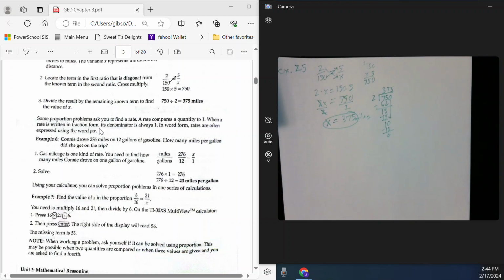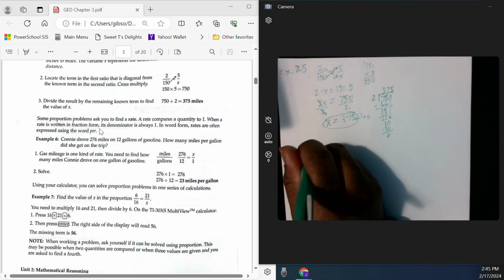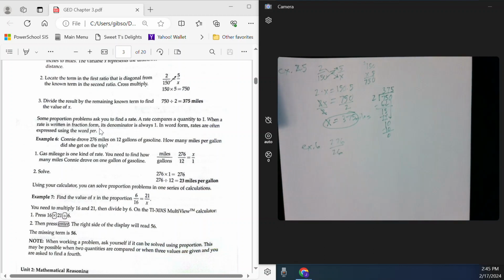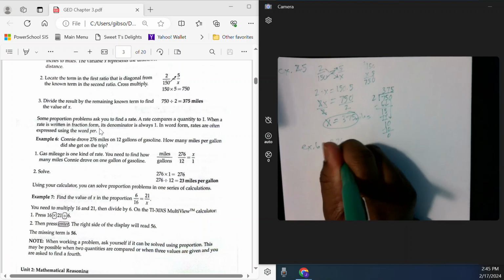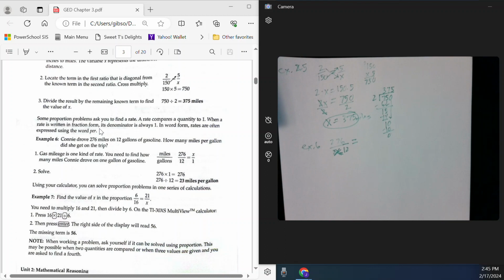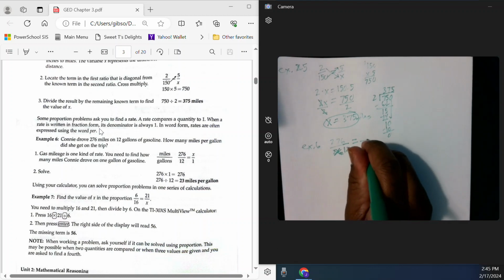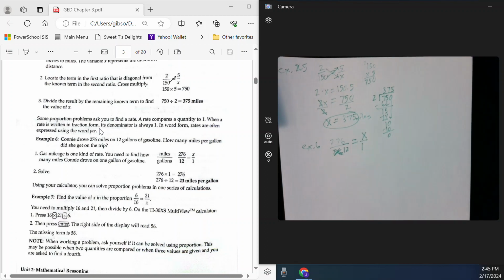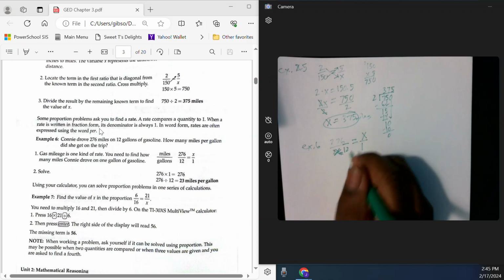It says Connie drove 276 miles on 12 gallons of gasoline. How many miles per gallon did she get on the trip? So this is example 6. We have her driving 276 miles on 12 gallons. I'm sorry, it's 12, I don't know where I got 26 from. Now, we want to put gallons at the bottom because it was 12 gallons, and that per gallon is 1. Then x will be how many miles driven, because we don't know how many miles is driven on 1 gallon of gas. So we do our cross multiplication.